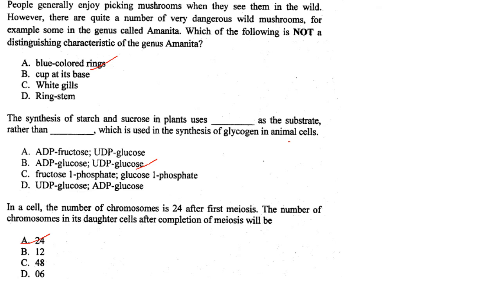Then next one. In a cell, the number of chromosomes is 24 after first meiosis. The number of chromosomes in its daughter cells after completion of meiosis will be. So after the first meiosis, the chromosome number is 24. Now after meiosis 2, the daughter cells will also have 24 chromosomes, because meiosis 2 is just an equational division. So answer is option A, 24.